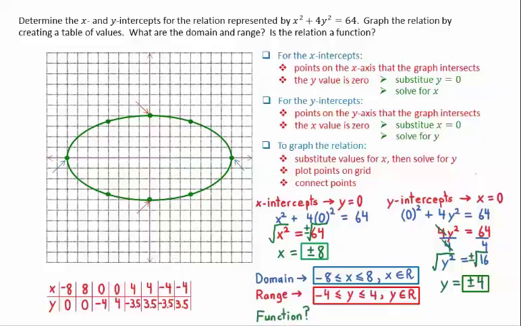Is this relation a function? Note that at all x values between negative 8 and positive 8, excluding negative 8 and positive 8 themselves, each input value or x value will give 2 output values or y values. Therefore, this relation is not a function.